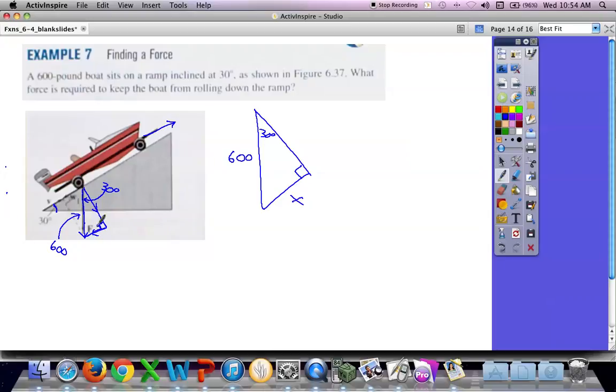Yes, this is parallel to the ramp. It's in the same direction. Or as we just learned, this is a multiple of that. So it has to be equal because they're balancing each other out. Which trig function are we going to use?